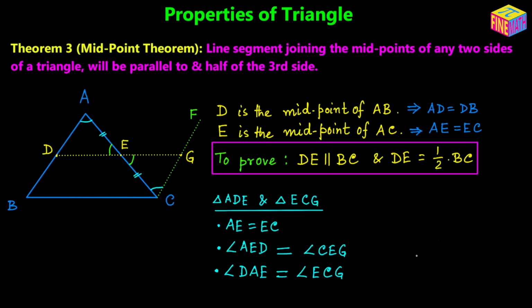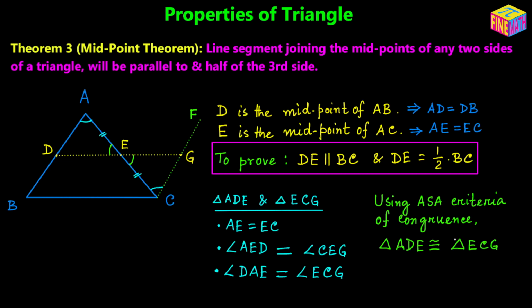So now you can clearly see that we can use the ASA criteria of congruence, and according to the ASA criteria, these two triangles will be congruent. I have noted that right here: using the ASA criteria of congruence, triangle ADE is congruent to triangle ECG. Now that we have proved that those two triangles are congruent, we are going to use the CPCT property, which says that the corresponding parts of congruent triangles are equal. So using that property, what can we find out? Well, we can clearly see that CG will be equal to AD because they are corresponding parts of these two congruent triangles.